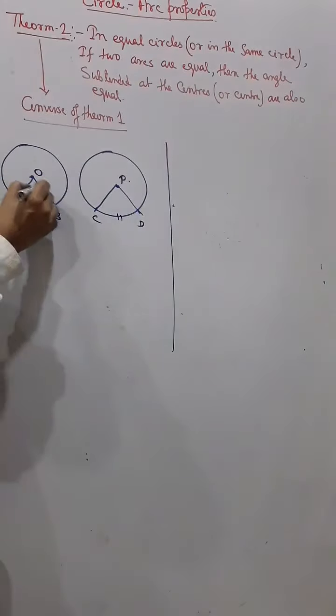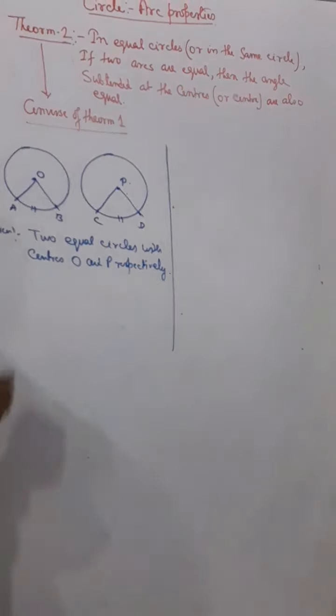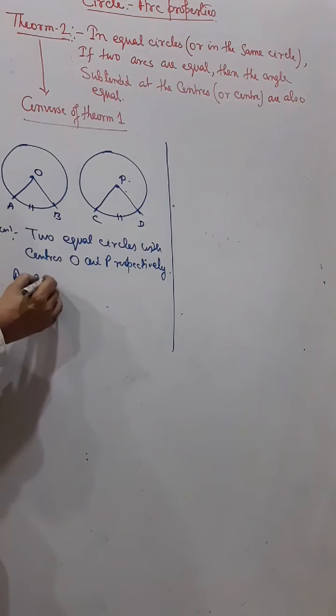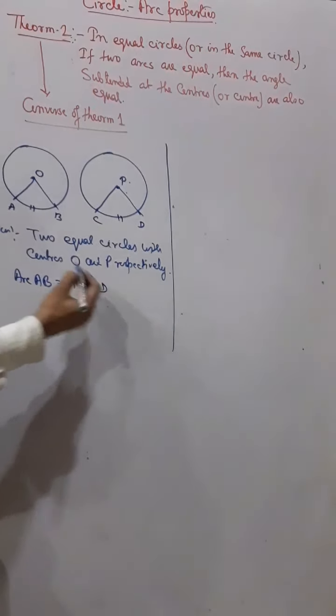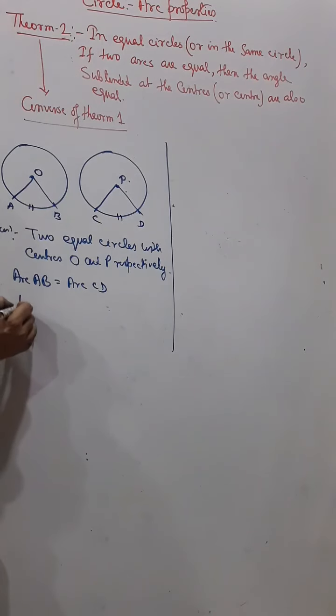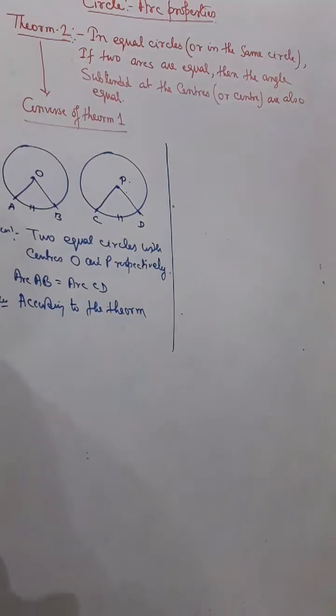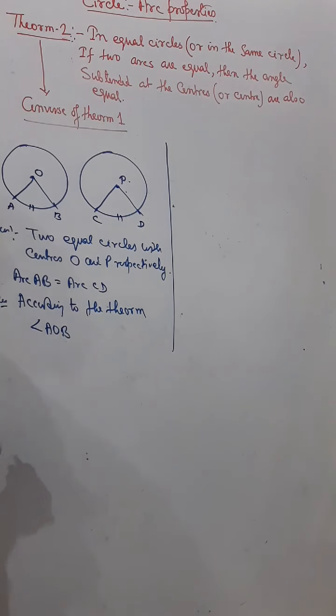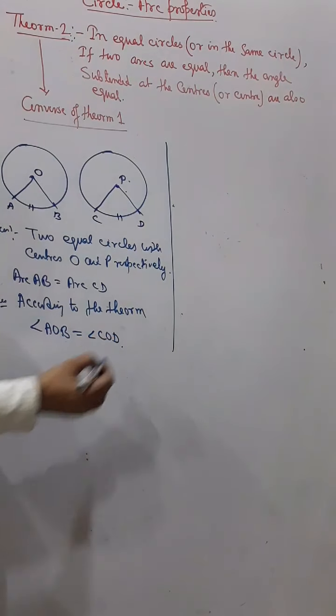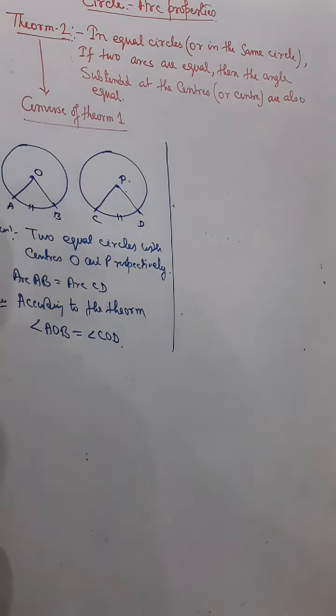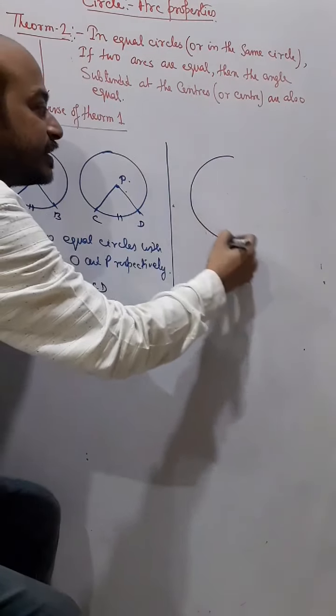So that means here you can say, given two equal circles with centers O and P respectively, and also given arc AB is equal to arc CD, then according to the theorem, angle AOB is equal to angle COD. Understand?